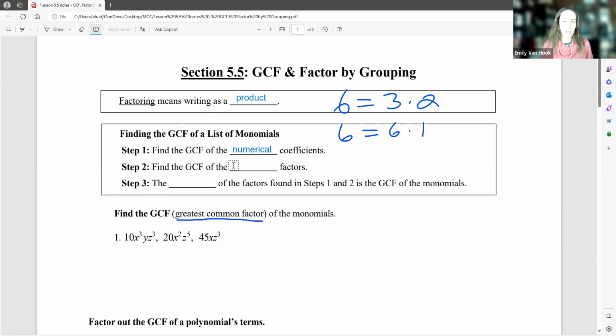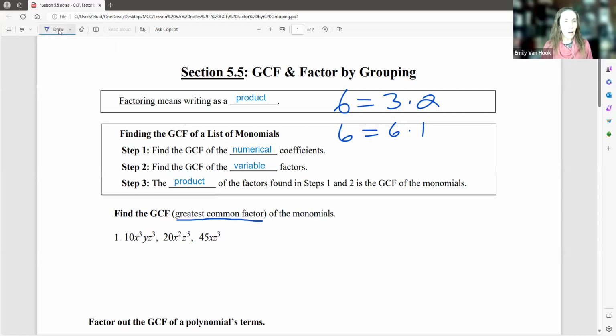Step 2, we'll find the GCF of the letters or the variable factors. So step 1, find the GCF of the numbers or the numerical coefficients. Step 2, find the GCF of the variables or the letters. And we'll talk about how to do that momentarily. And then we put it all together. The product, here's our next fill in the blank. The product of the factors found in steps 1 and 2 is the GCF of the monomials. So we have an example of this down below.